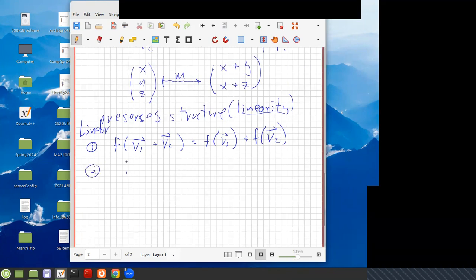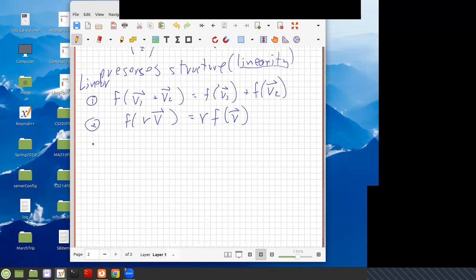The second condition: this has to be true for any vectors v1 and v2. And it's also true for any real number r and any vector v, that f of r v has to equal r times f of v. So that means the image of a rescaled vector is the multiple of the image. You can just pull out the r.